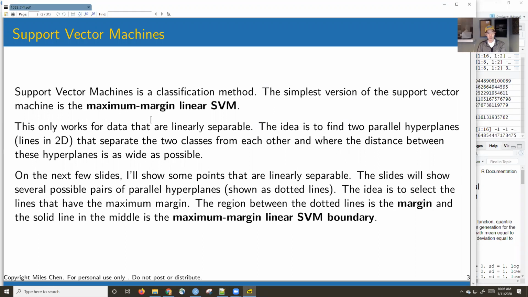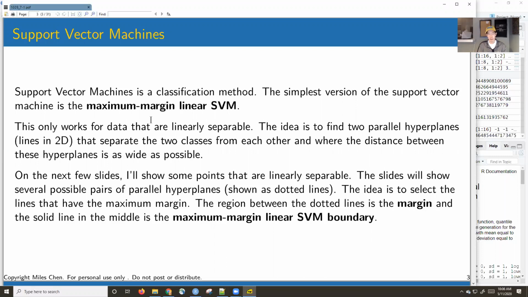Okay, and so the maximum margin linear SVM only works for data that is linearly separable. I will show you a picture of what I mean. If you have data that's linearly separable, the idea is you want to find two parallel, what we'll call hyperplanes. We're assuming our data exists in high dimensional space, but for illustration, we're just going to look at two-dimensional data, and a hyperplane in 2 dimensions is basically just a line.